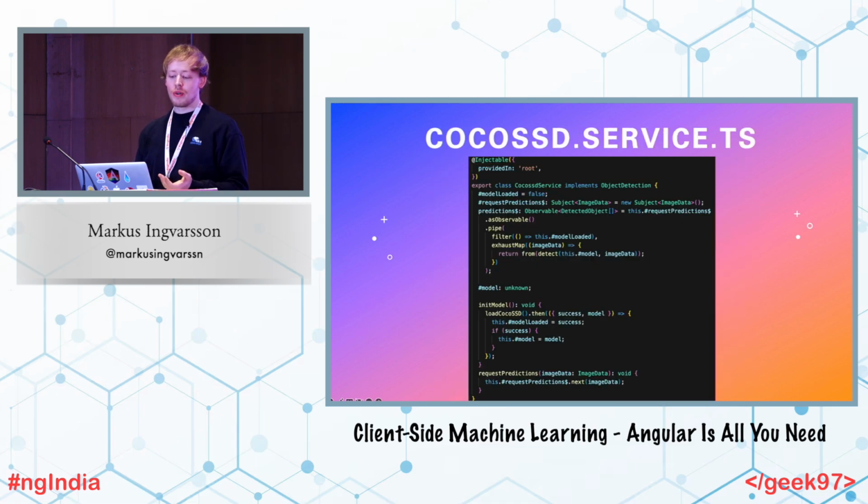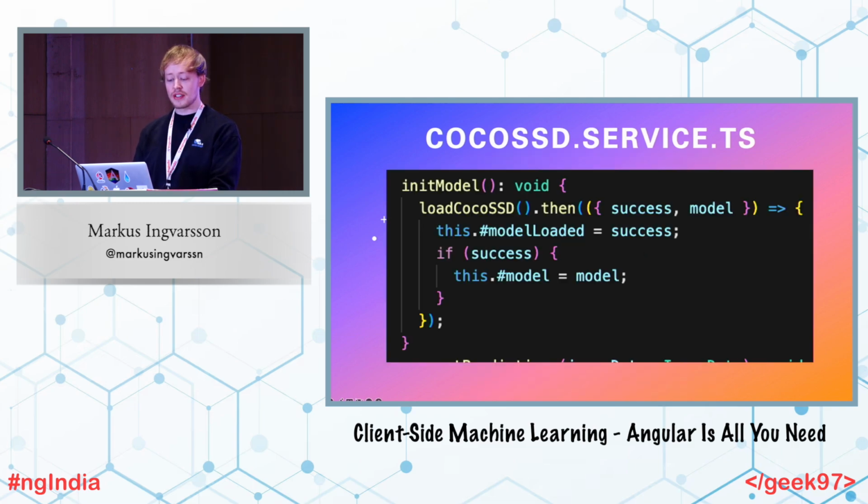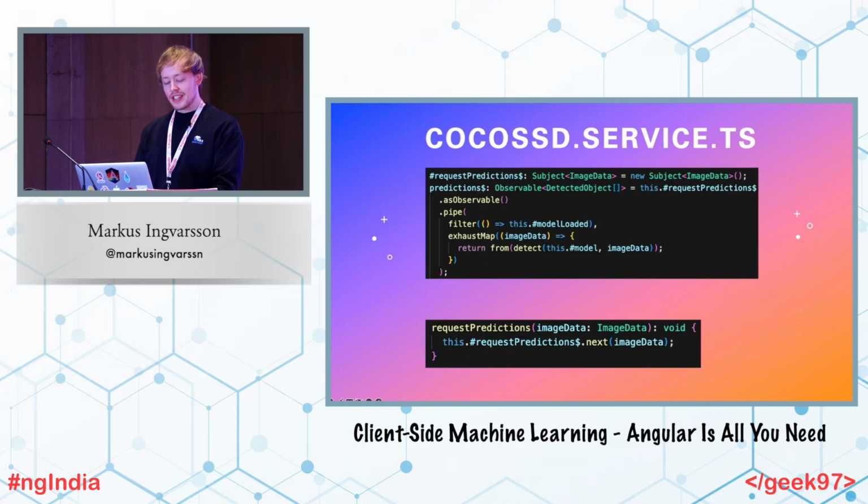Then we have a Coco SSD service. It's just a regular service that implements this object detection interface that we have created. If we look into what methods it has, initModel, we just call the function that we just saw in the Coco SSD file, and we set the model. And then here we have a method called requestPrediction. What we do is we're using a subject, and if you look up here, you can see that the predictions is derived from this subject.